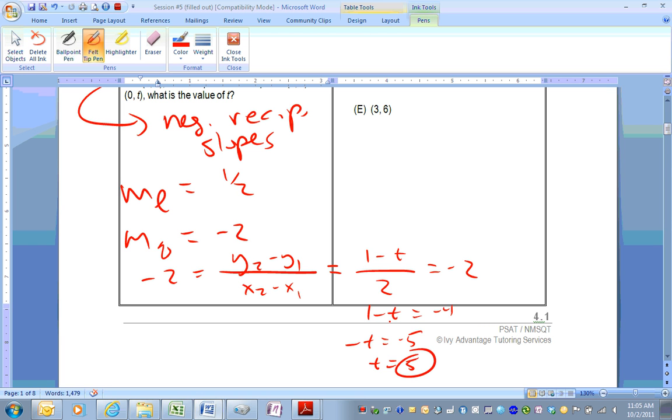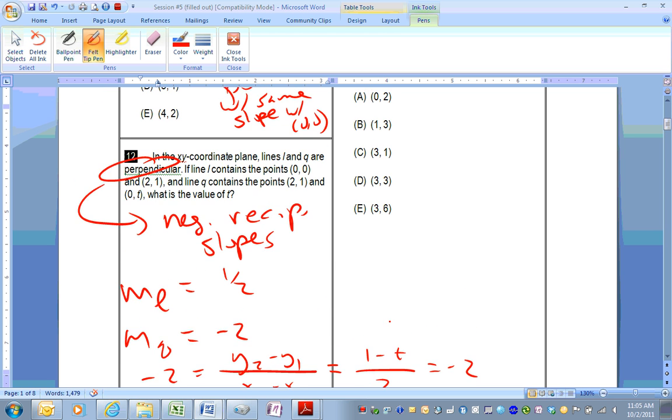By the way, if you got a negative answer, what does that mean? Yeah, because there's no bubble for negatives on the grid-ins. So it means you made a careless error. It doesn't mean you don't understand the problem. You probably understand it, you just probably made a careless error. So just make sure you're conscious of that. Okay.